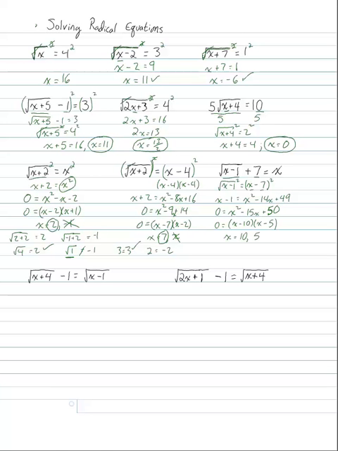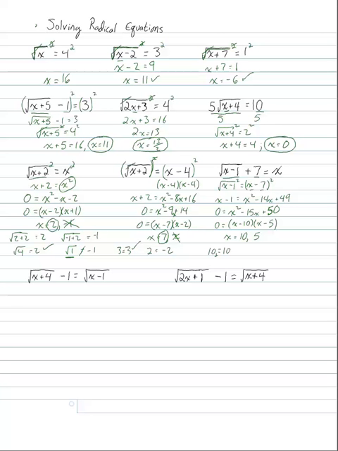I want to check them. If I do 10, I will get 10 minus 1 is... sorry, 10 minus 1 is 9. The square root of 9 is 3. 3 plus 7 is 10. So I get 10 equals 10.